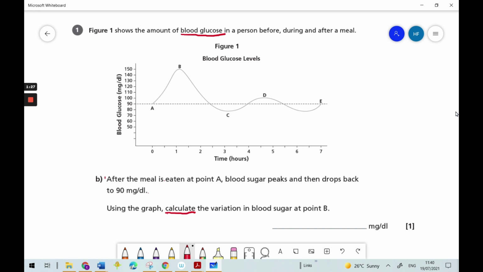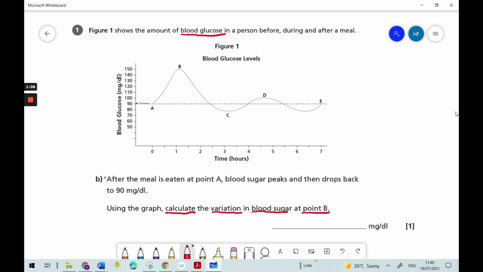Now the question is asking us to calculate the variation, see the word variation, in blood sugar at point B. Okay, so what we need to do is find out the difference in the blood glucose level compared to the normal level, which is 90. So if we look at the graph up here, the normal level of blood glucose is shown by this dotted line. So that's going to make it easier for us to answer the question.